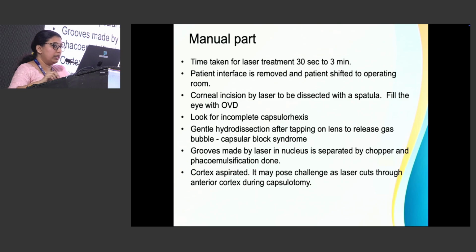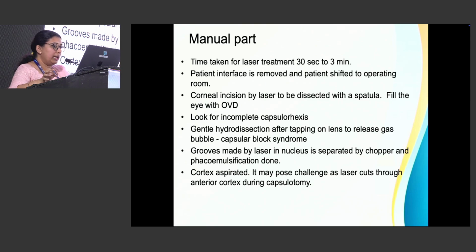The eye is filled with an OVD. We should look for any incomplete capsulorhexis. A gentle hydrodissection needs to be done after tapping on the lens to release the gas bubble. Otherwise, the formed gas will go posteriorly and cause a deficit in the PC.